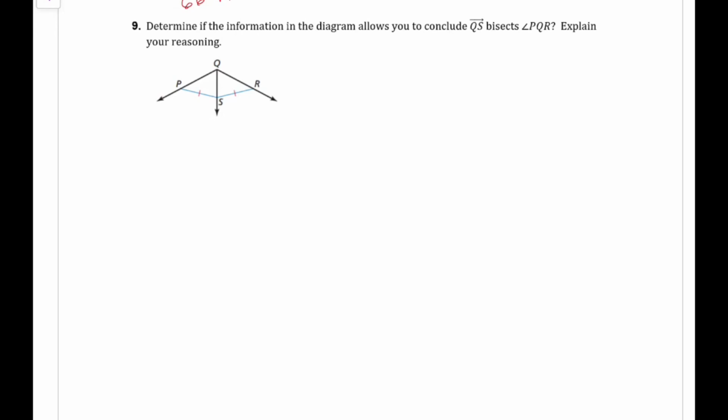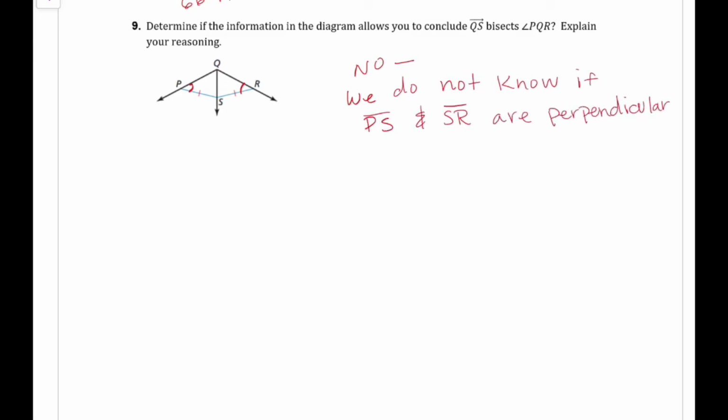So number 9, we're looking to see if this diagram allows us to conclude that QS bisects angle PQR. So if you look at this, we do not know if PS and SR are perpendicular. So they need to be perpendicular there, so no, we don't know.